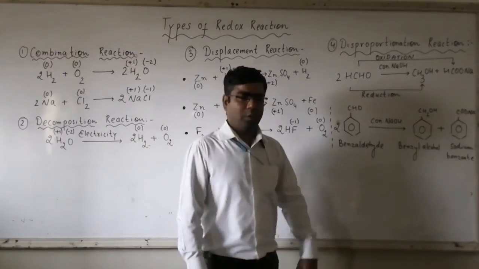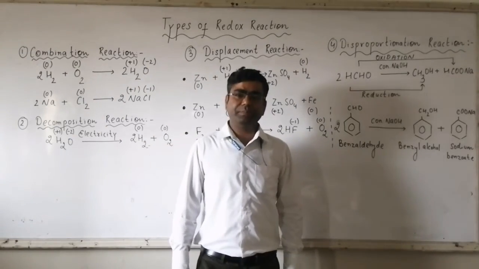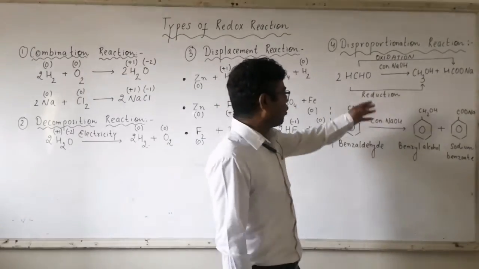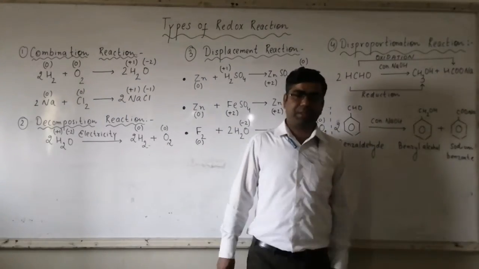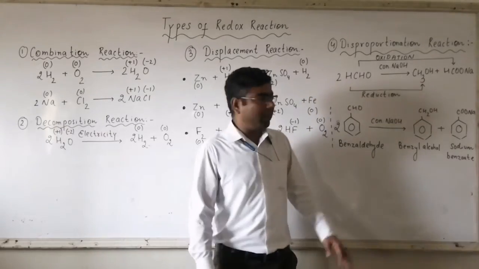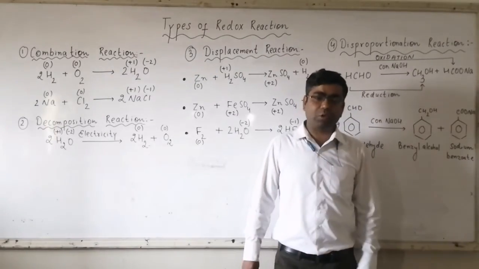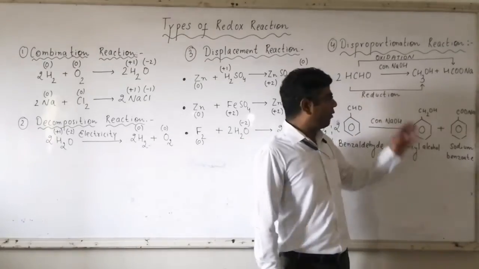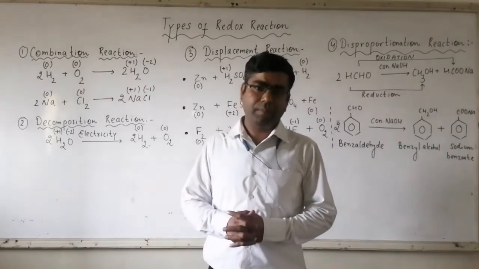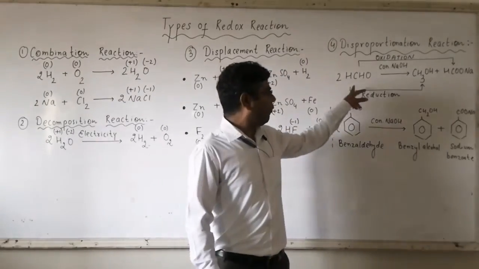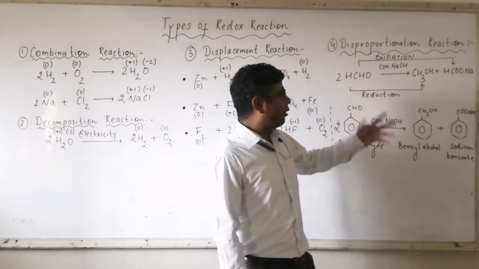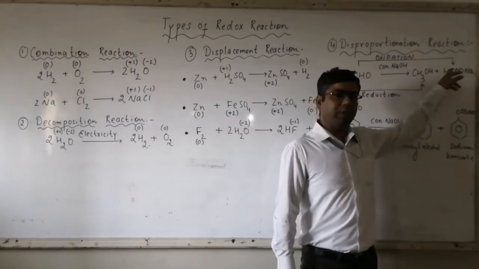Example, HCHO, which is called formaldehyde or methanal. When heated in presence of concentrated NaOH, some of the molecules get converted to CH3OH, that is called alcohol, and some of the molecules get converted to sodium salt of carboxylic acid. Remember, as we are having one carbon atom in the reactant, so in the product side also we will be having one carbon atom.